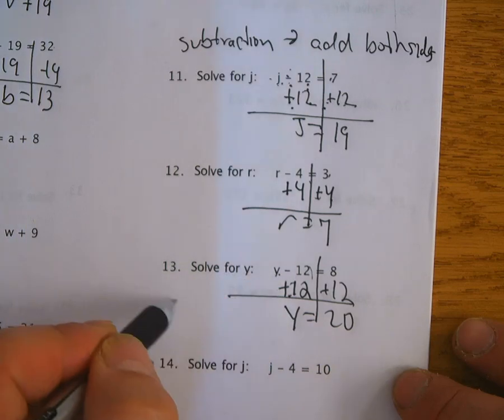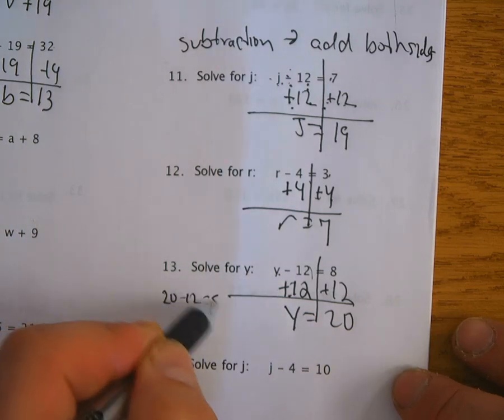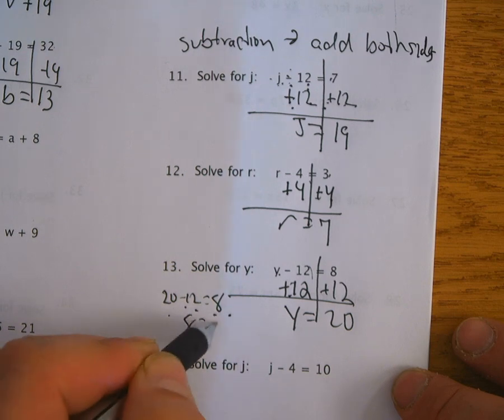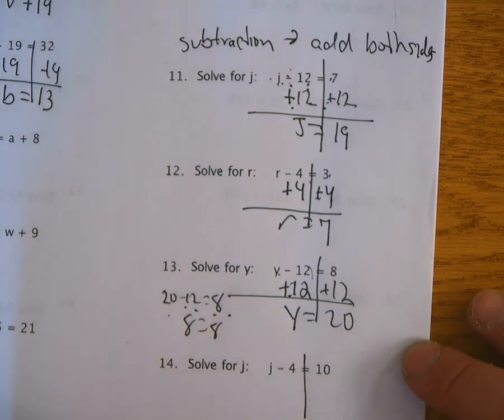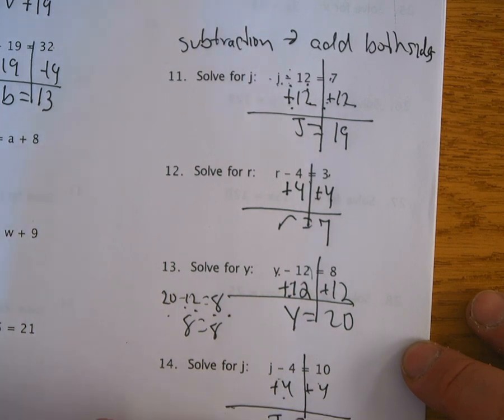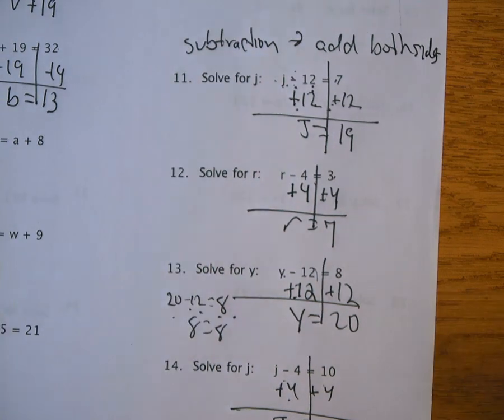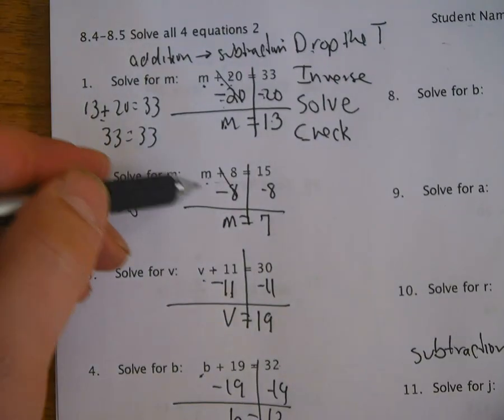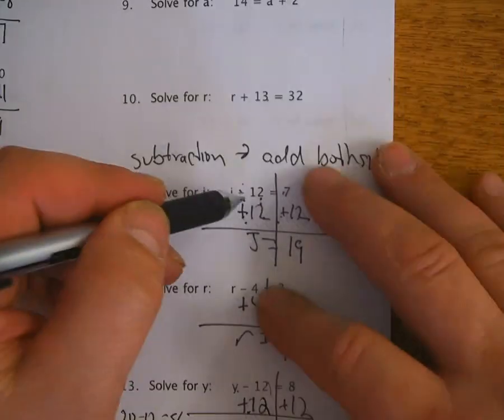If I substitute in 20, 20 minus 12 equals 8. 8 equals 8. Drop the t. Add 4 because it's being subtracted by 4. Leaves j alone, 14. So we have, when it's being added, I subtract. When it's being subtracted, I add.